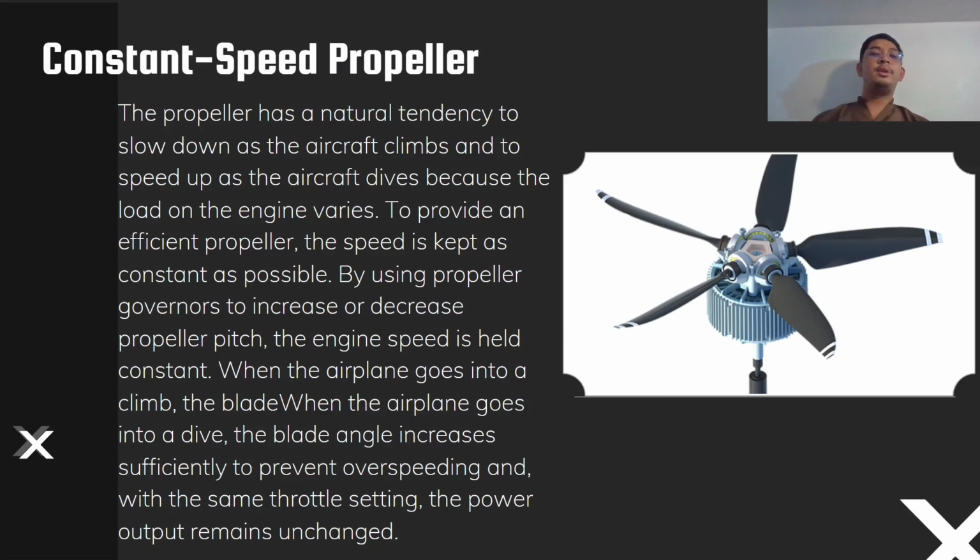To provide an efficient propeller, the speed is kept as constant as possible by using propeller governors to increase or decrease propeller pitch. The engine speed is held constant when the aircraft goes into a climb. When the airplane goes into a dive, the blade angle increases sufficiently to prevent overspeeding, and with the same throttle setting, the power output remains unchanged.